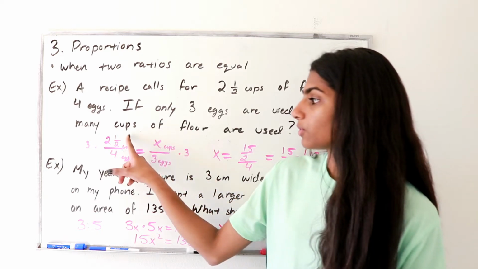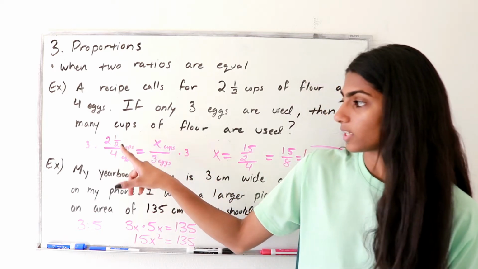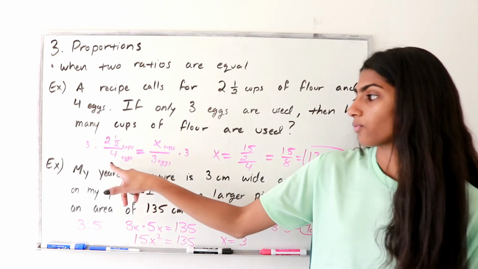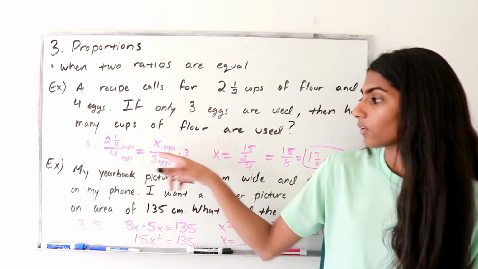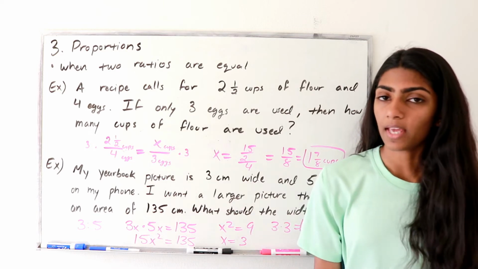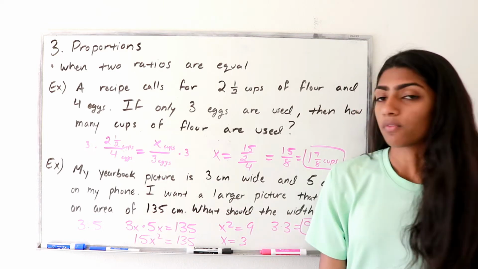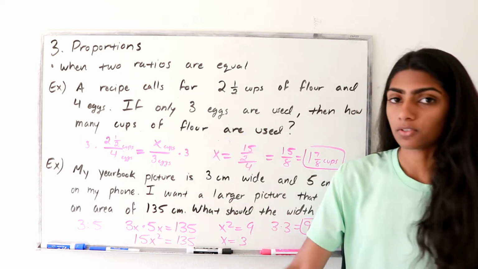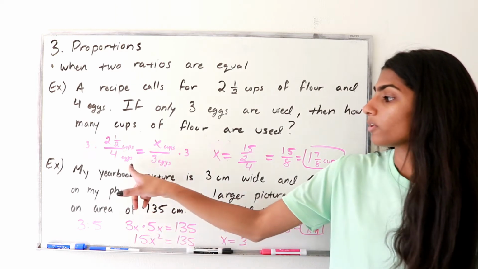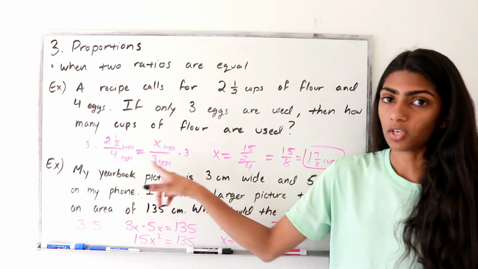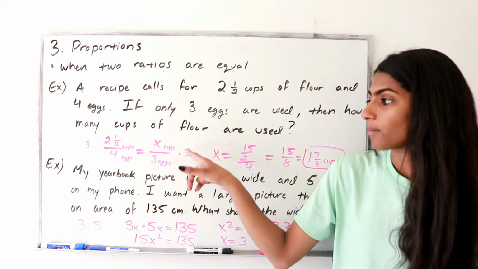So right here, I put 2½ cups, because that's how many cups of flour we need, over the amount of eggs we have. So 4 eggs. And I made it equal to x cups, since we don't know how many cups of flour we used, over 3 eggs, and we already know how many eggs we used. So remember, you always want to make sure the same units are across from each other. So eggs, eggs, cups, cups.